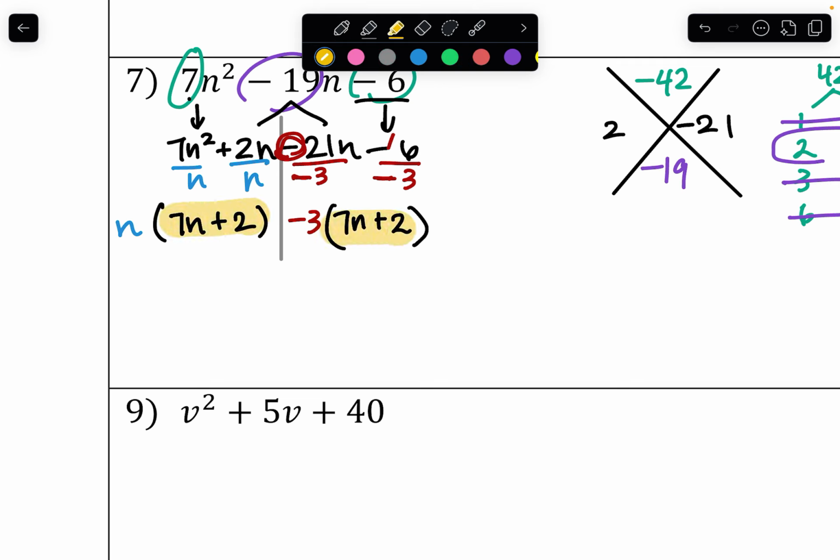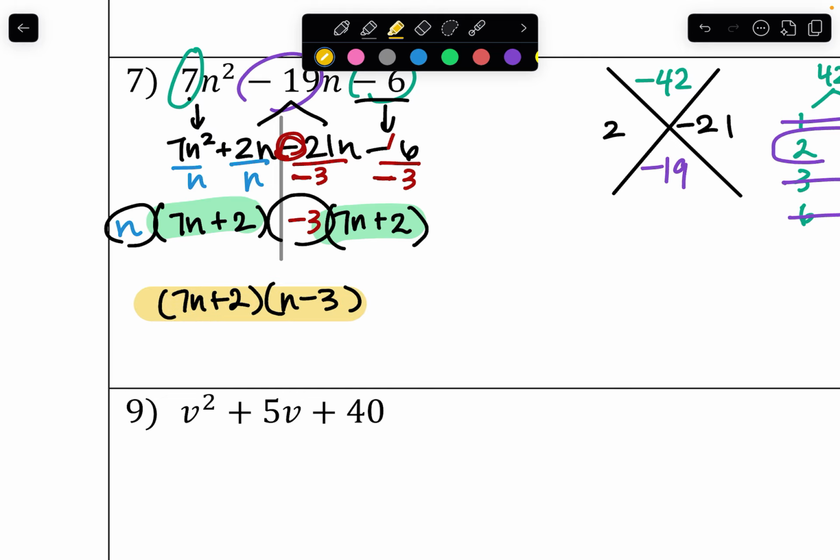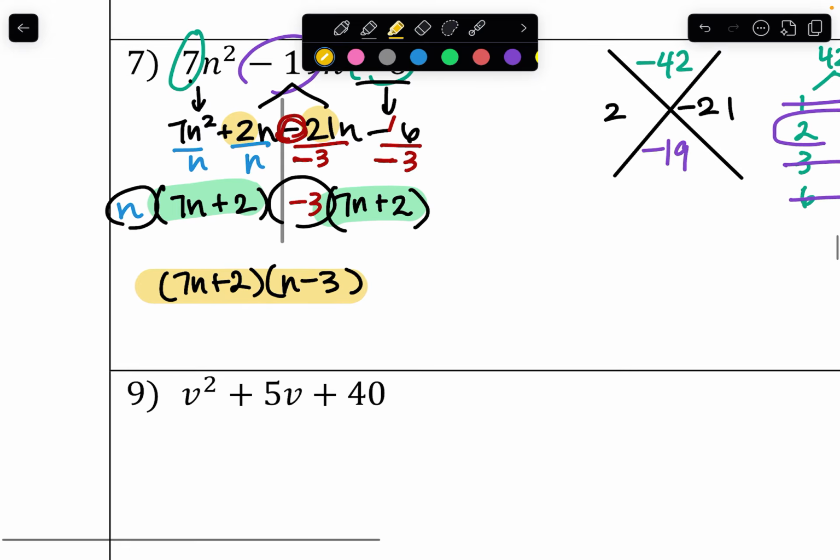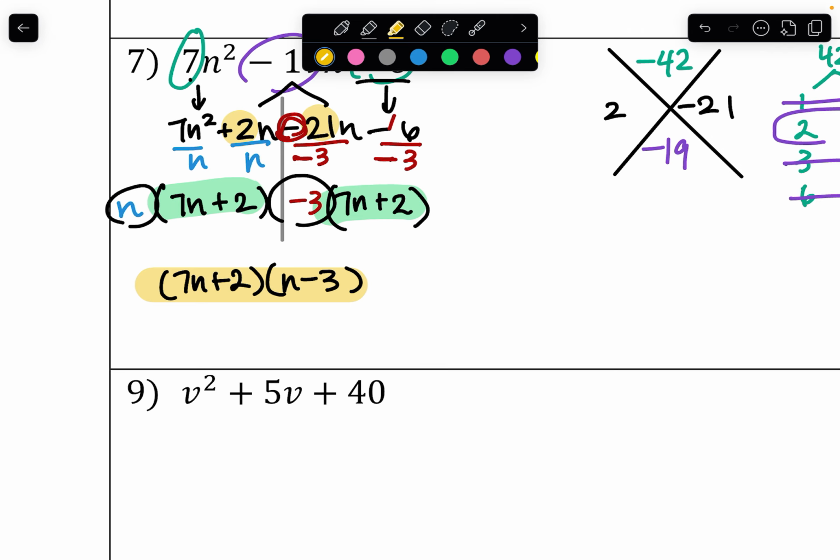Once again, our parentheses match. That means we are doing everything right. So 7n plus 2 is one of my factors. And then n minus 3, in that order, is my other factor. Again, it doesn't matter which order you put these numbers in. You'll get the same answer in the end. If you were to switch those around, 7n plus 2 would have been your outside factor, and the n minus 3 would have been your inside factor.